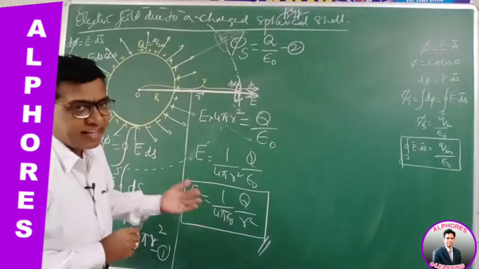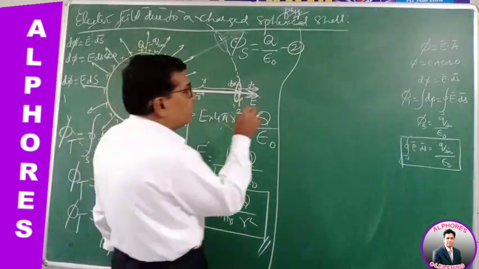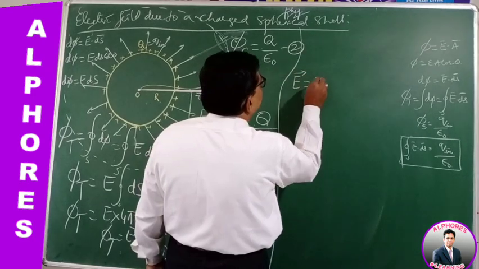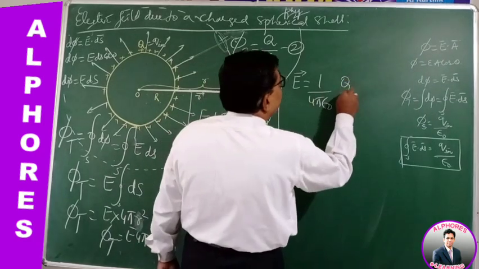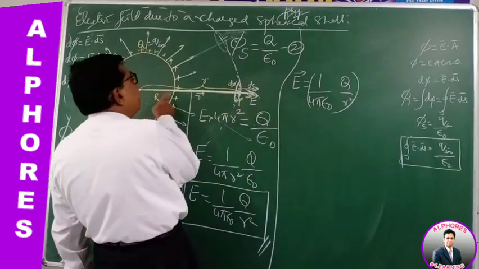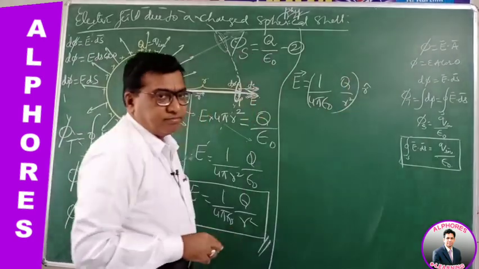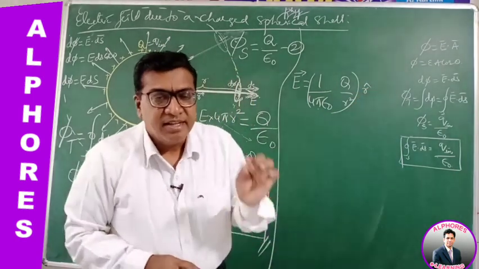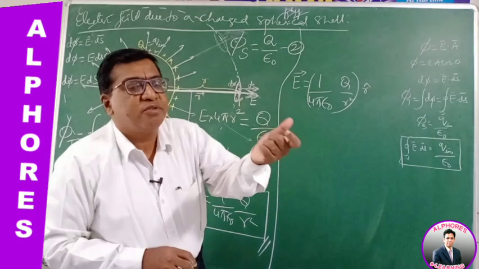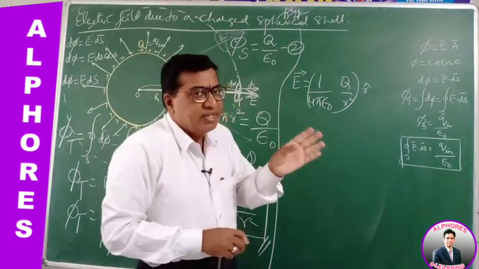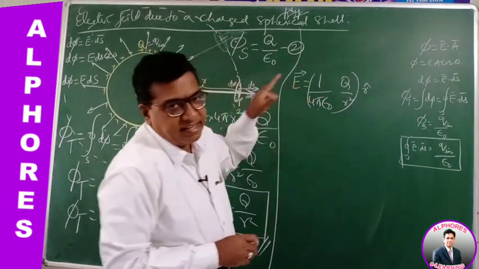Vectorially, I can represent the electric field at any outside point of a charged hollow sphere as 1 by 4 pi epsilon naught, Q by r square, times the direction, which is along the radius vector. So the direction is given as r cap, the unit vector along the radius vector. A unit vector always represents the direction. To give a direction to a magnitude, you multiply by the unit vector along that direction. The magnitude into the unit vector gives the electric field intensity vector, right?